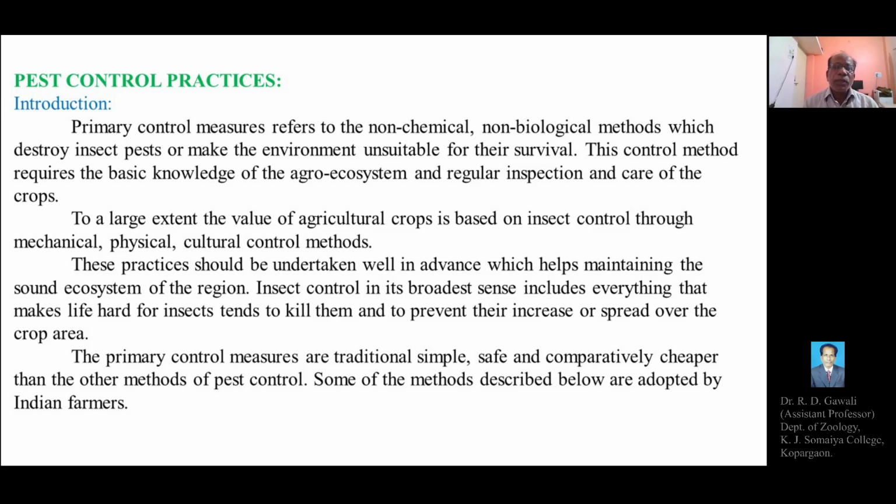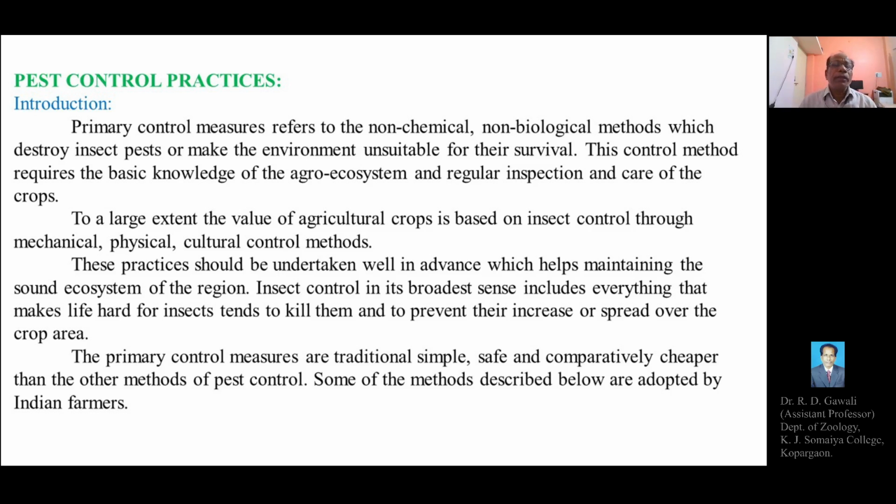The primary control measures are traditional, simple, safe, and comparatively cheaper than the other methods of pest control. Since they are traditional, they are very simple, safe, and eco-friendly, and comparatively cheaper than the other methods of pest control. Some of the methods described here are adopted by the Indian farmers.